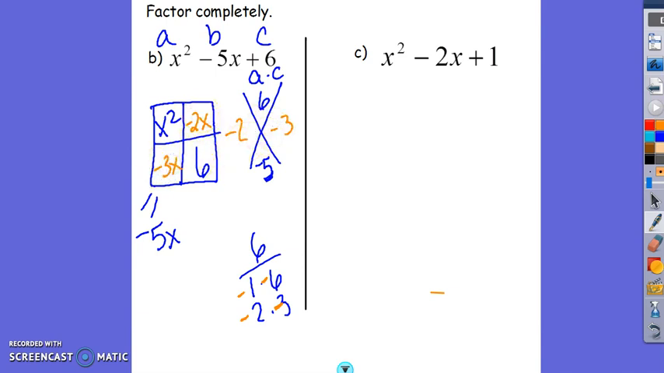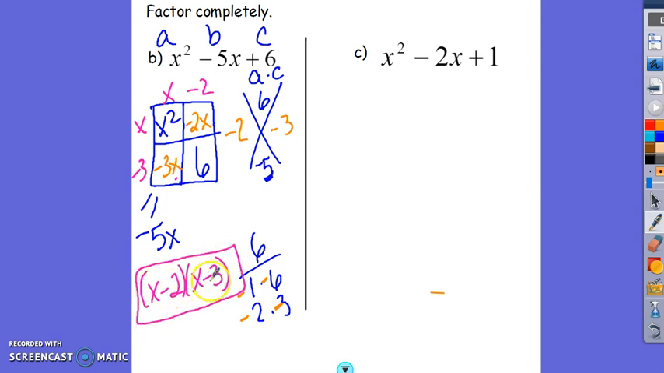Then you figure out the outside of the box. So x times x is x squared. X times negative 2 is negative 2x. X times negative 3 is negative 3x. And then you can check it by making sure that all of these match up. So x minus 2 times the factor x minus 3, that's your answer. These are your two factors. If you multiply this back out, it equals what you started with, this trinomial, which you have to check the work right here to prove that.